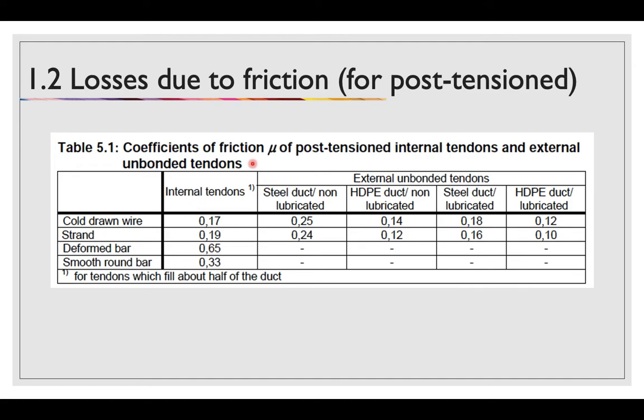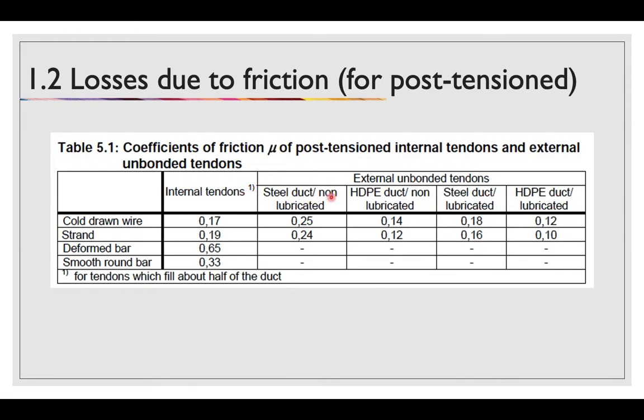Here we can see coefficients of friction of post-tension internal tendons and external unbonded tendons. We have internal and also external unbonded tendons, and you can see here it is divided into different types of tendons: cold drawn wire, strand, deformed bar, and smooth round bar. Then we have the internal tendons coefficient, and also the external unbonded tendons.